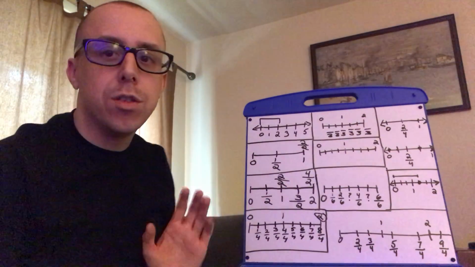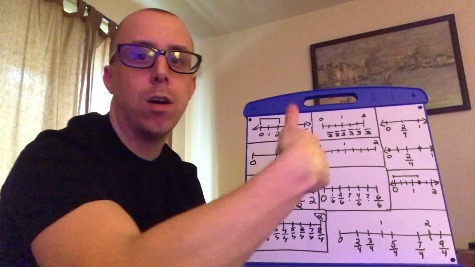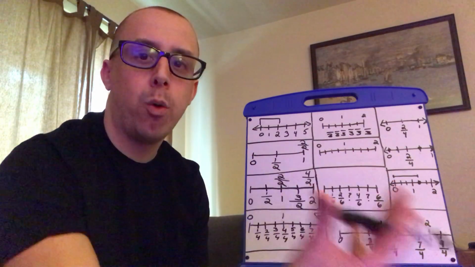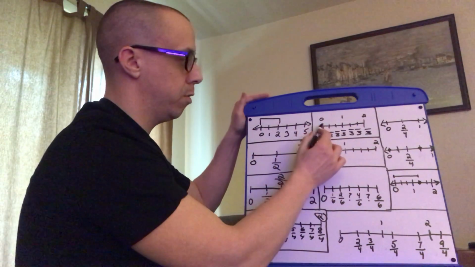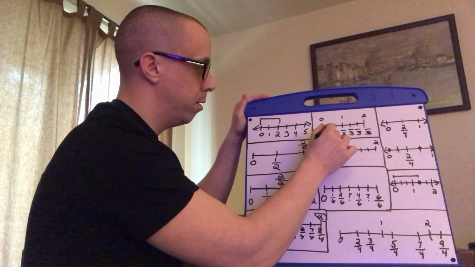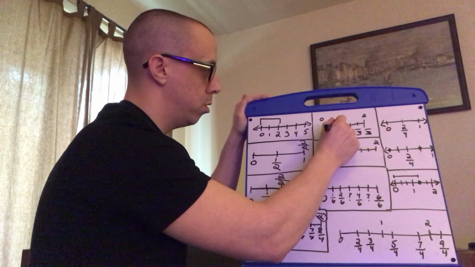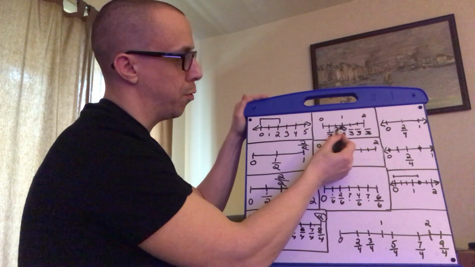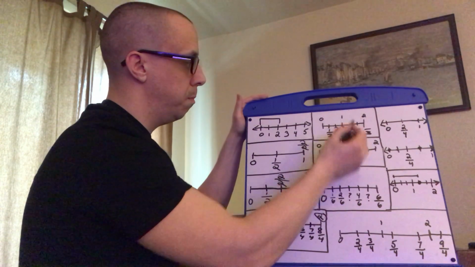Okay, and now to find the numerator, you just have to count along on the number line to see how far along each point is. So here is from 0, 1/3, 2/3, 3/3, and remember 3 divided by 3 equals 1.